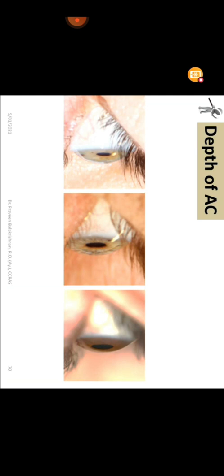So every person, whoever comes to you, make sure that you examine the depth of the anterior chamber very thoroughly, because the most important fact is that when the depth of the anterior chamber decreases, there will be blockage of the aqueous outflow, which will lead to the glaucomatous condition. So you should always be examining the depth of the AC, very important.